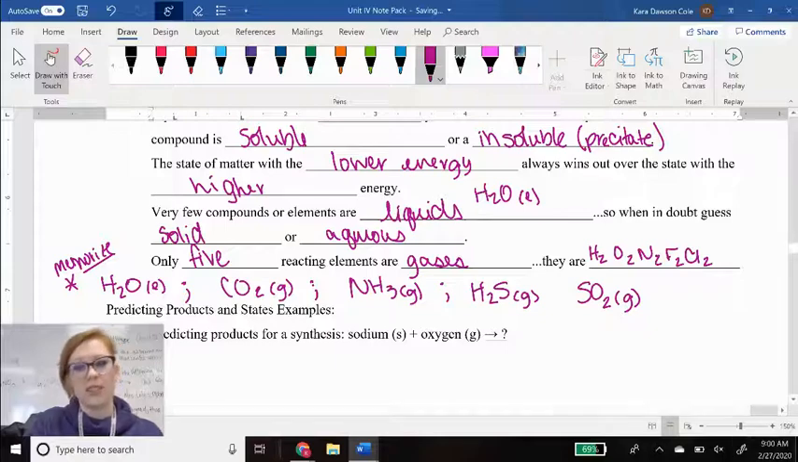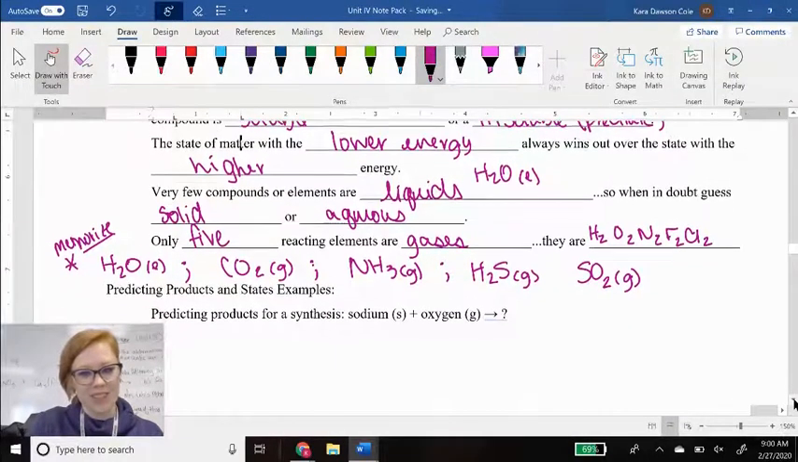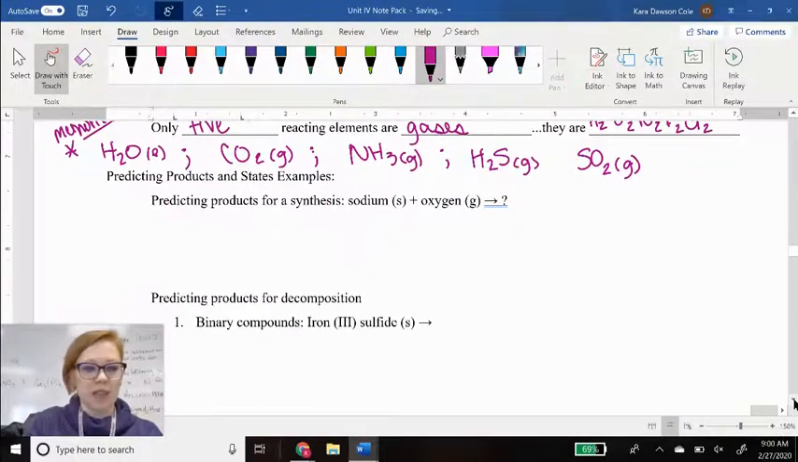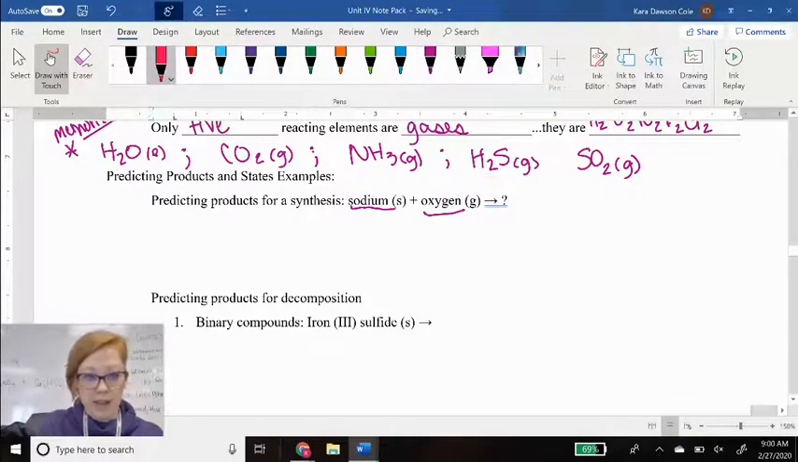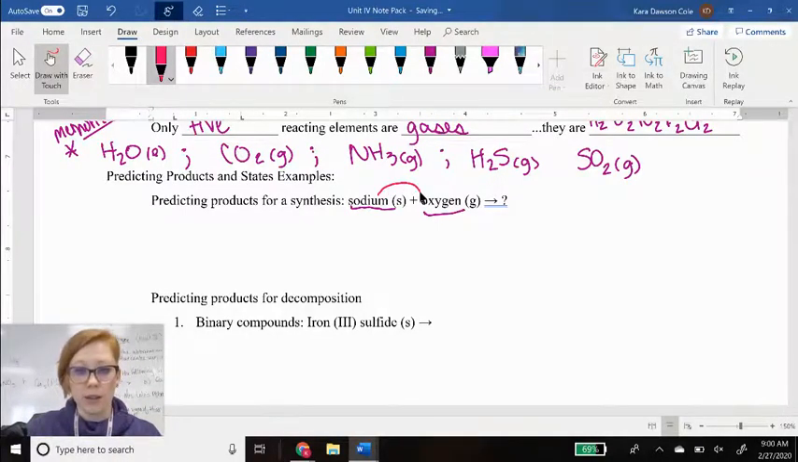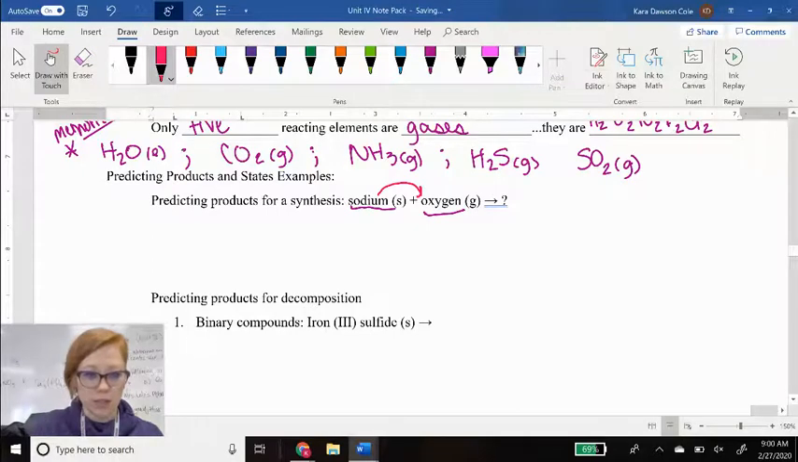So let's do some examples on predicting products. Predicting products for a synthesis reaction. Again, in a synthesis, we're going to have two elements. Notice I've got sodium and oxygen. Those are my two elements. So I'm going to write a compound. For a synthesis reaction, essentially you're writing a compound.